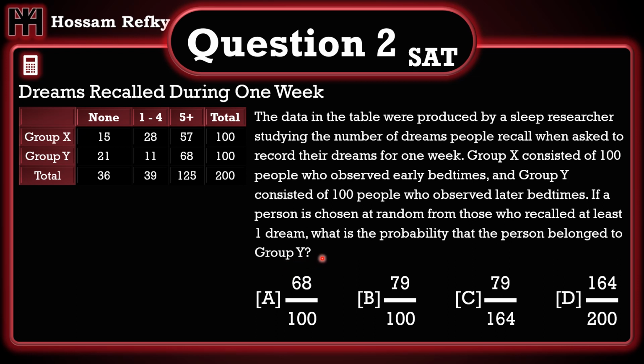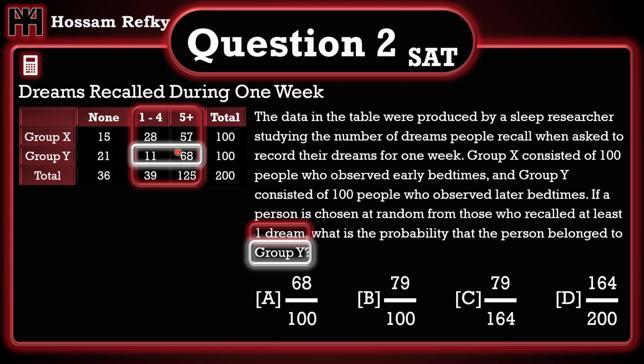Okay, so at least one dream, so one or more. So we will have all of them, except the people who didn't remember any of their dreams. So none, we will not take none. So we will take from 1 to 5 plus. What is the probability that the person belongs to Group Y? So it's Group Y, so it's here, 11 and 64.